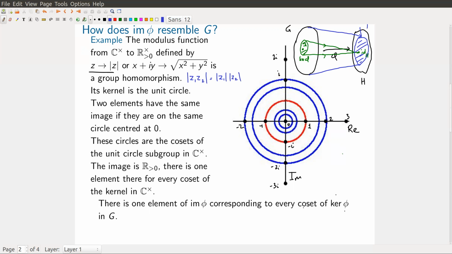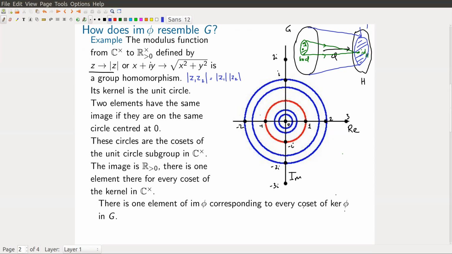Okay, the kernel of this homomorphism is the set of complex numbers whose modulus is 1. So it's the set of complex numbers which are a distance 1 away from 0 in the complex plane. That's the unit circle in the complex plane. It's labeled by this red circle here in the picture. Okay, and if we ask ourselves what are the images of all the elements under this modulus homomorphism, they live over there in the positive real numbers. What do they correspond to in the complex plane?